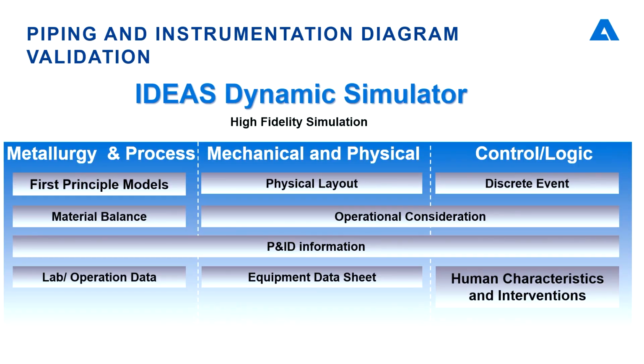Now let's continue on why IDEAS is able to give us the high fidelity model, which is basically how close the model is compared to reality. It is because we can have the metallurgical and process, the mechanical, plus the control and the human factors all together at the same time, which helps us increase the accuracy of the model. At some projects we have even modeled the human interactions and interventions inside the process because they were relevant.